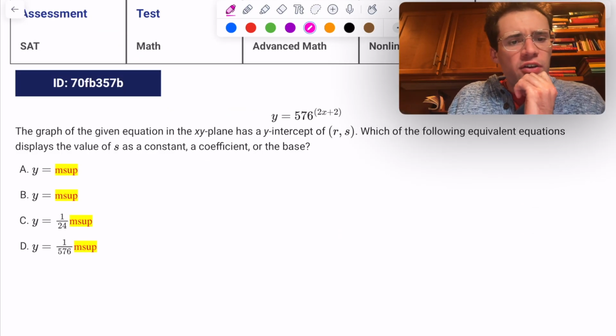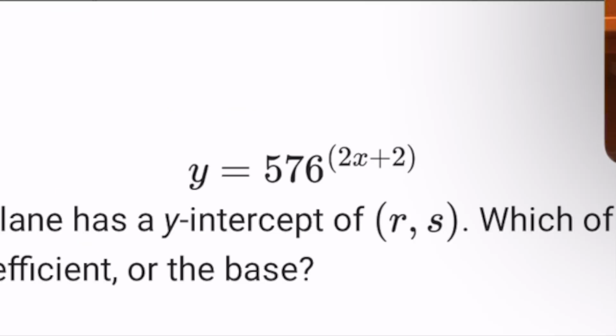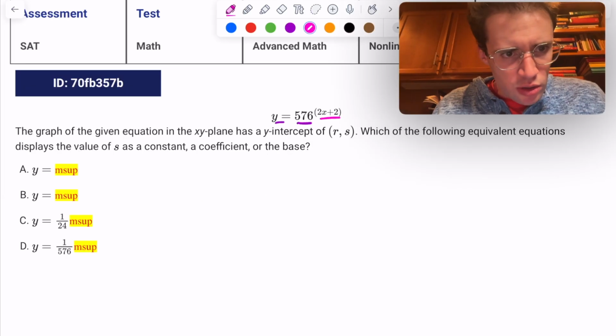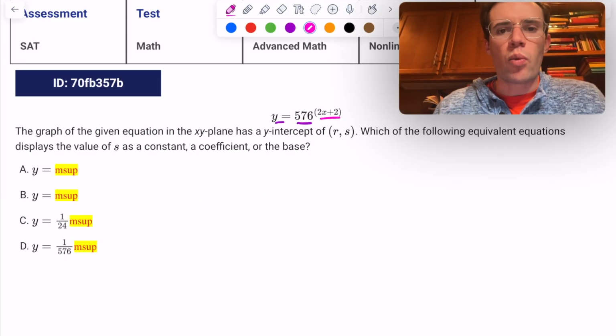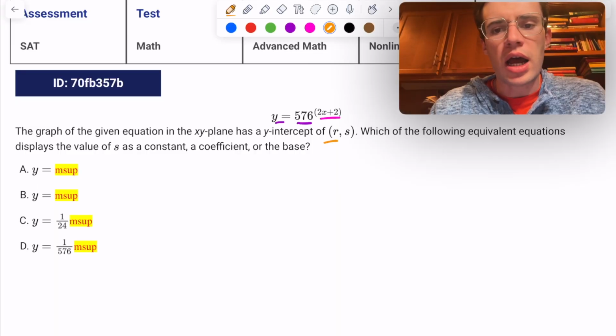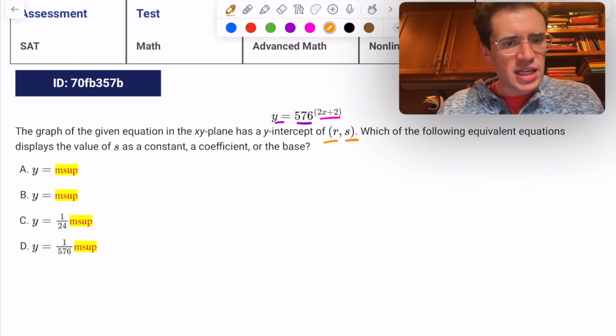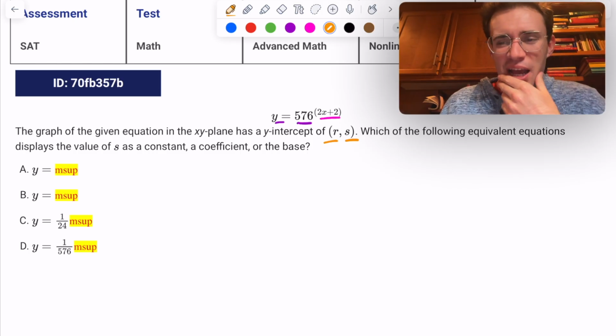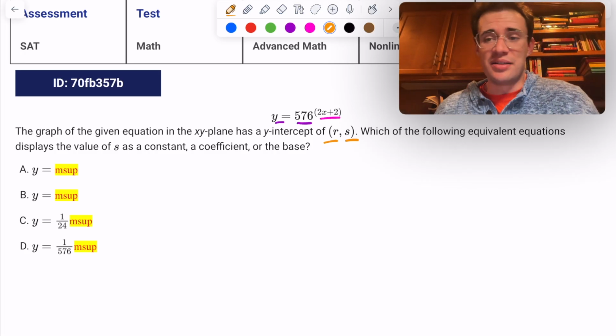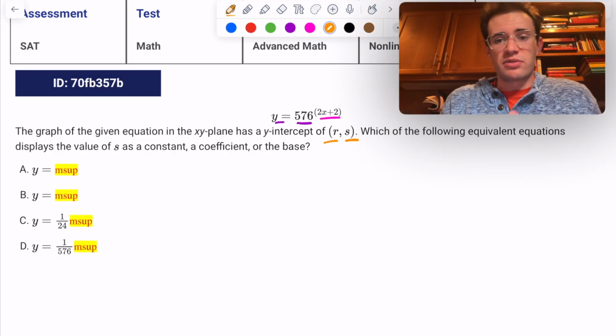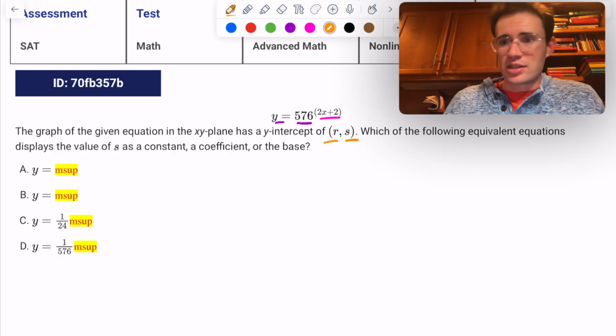All right, the given equation is y equals 576 to the power of (2x + 2). The graph of that given equation in the xy-plane has a y-intercept of (r, s). Which of the following equivalent equations displays the value of s as a constant, a coefficient, or the base? All right, well, this one is missing the options, so I don't actually think we can solve this one. I guess we could figure out what s is, and then, if you had the options, you could figure out which of those had that s as either a constant, a coefficient, or a base.